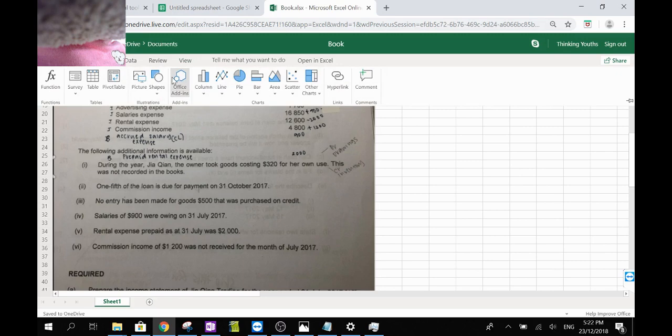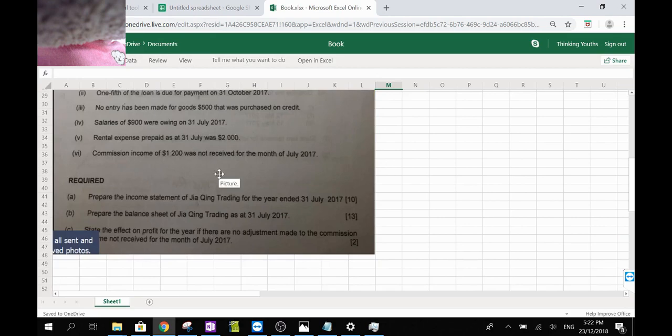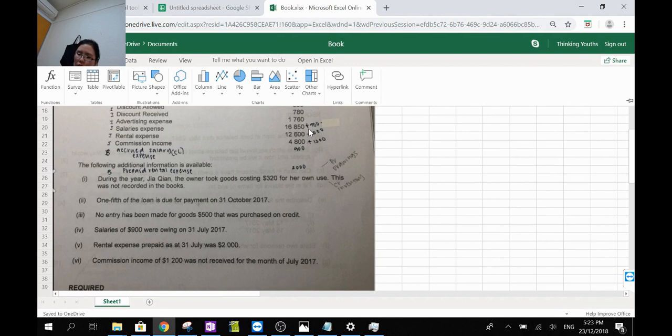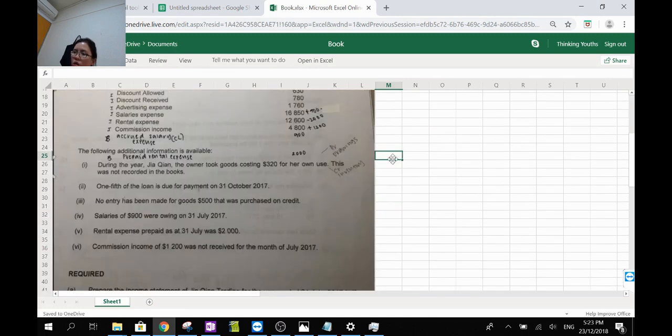Okay, this is a balance day adjustment question. For these questions, we need to work out our income statement and balance sheet. For balance day adjustment, we have some adjustments in the questions, and we need to adjust before we start off the question. So for this one, let's look at the adjustments here.